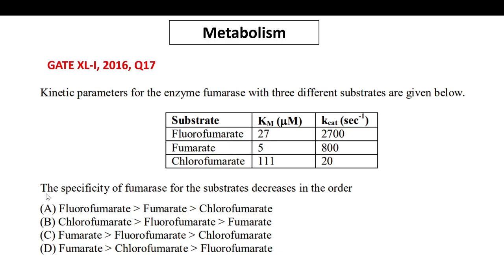So what is the question? The specificity of fumarase for the substrates decreases in the order. So they are asking about something called the specificity of an enzyme. This fumarase is an enzyme here, and these are three substrates. So in the decreasing order, what will be the specificity of this enzyme towards these substrates? Okay, so now first we need to go through what is Km, what is Kcat, and what is the specificity of an enzyme.